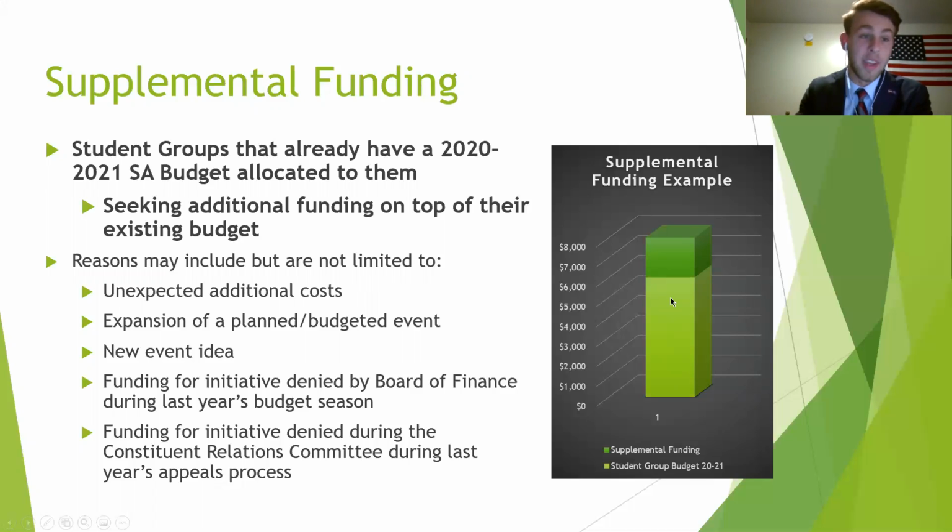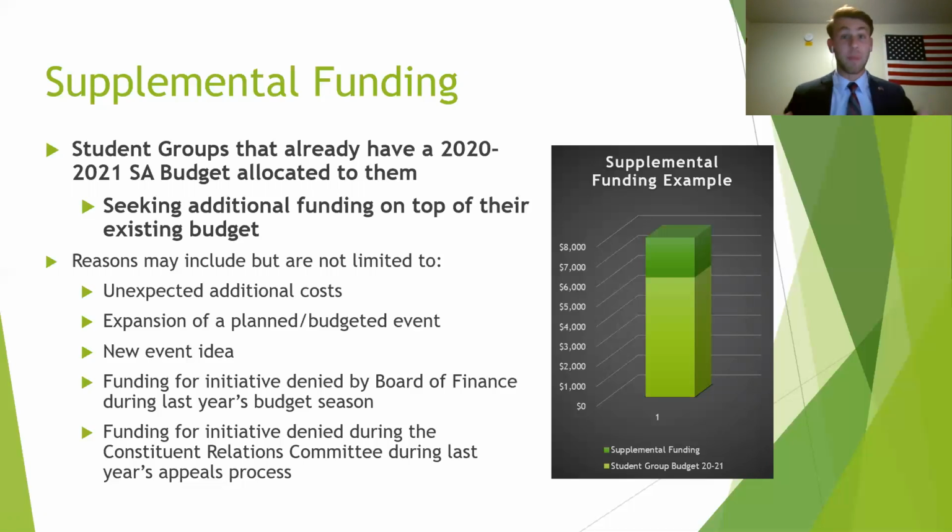So what are some reasons you may come? I got it on the left side here. So any unexpected additional costs. So that could be, when you applied for your budget coming up to this year, we didn't know the coronavirus pandemic was going to be this widespread, this destructive.